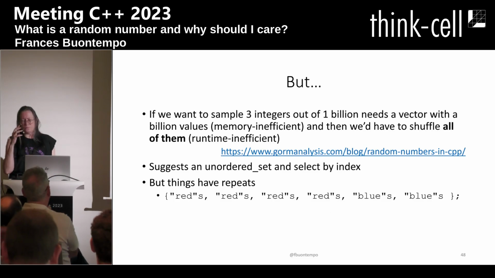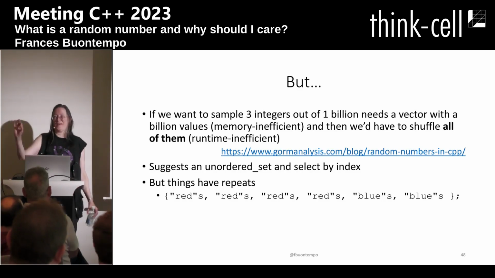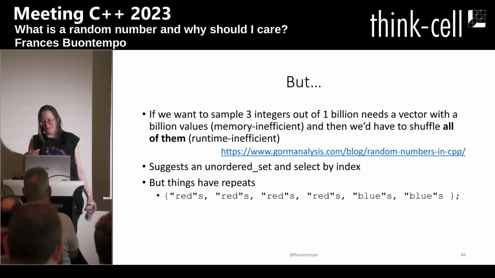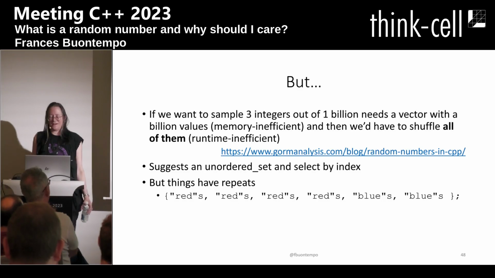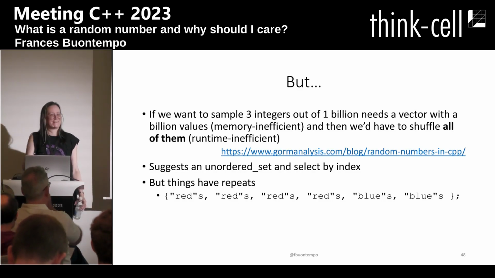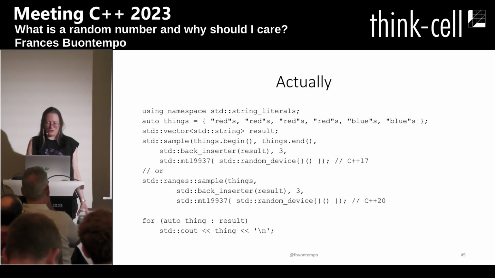If I spend ages shuffling things, if there are lots of them, that's a bit over the top just to pick 3 without replacement. There are blog posts out there about, oh, you put it in an unordered set and use an index, but if you've got repeats, then a set is going to lose the repeats. Good news, there's now a standard sample as well.